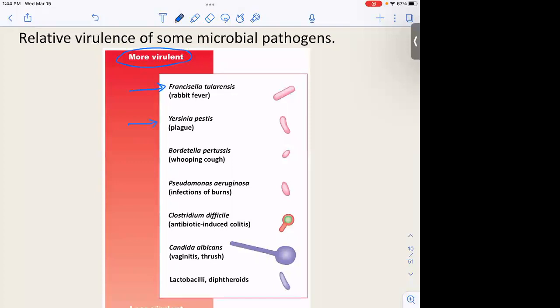The organism that causes bubonic plague, Yersinia pestis, also quite virulent. Whooping cough, less so. Like I mentioned earlier, you can be a carrier of whooping cough and not actually be sick. You can pass it on to maybe a baby that you're taking care of. Pseudomonas, not much less so. If you're otherwise healthy, you're very unlikely to get a Pseudomonas infection. Burn patients are more likely to have a Pseudomonas infection.